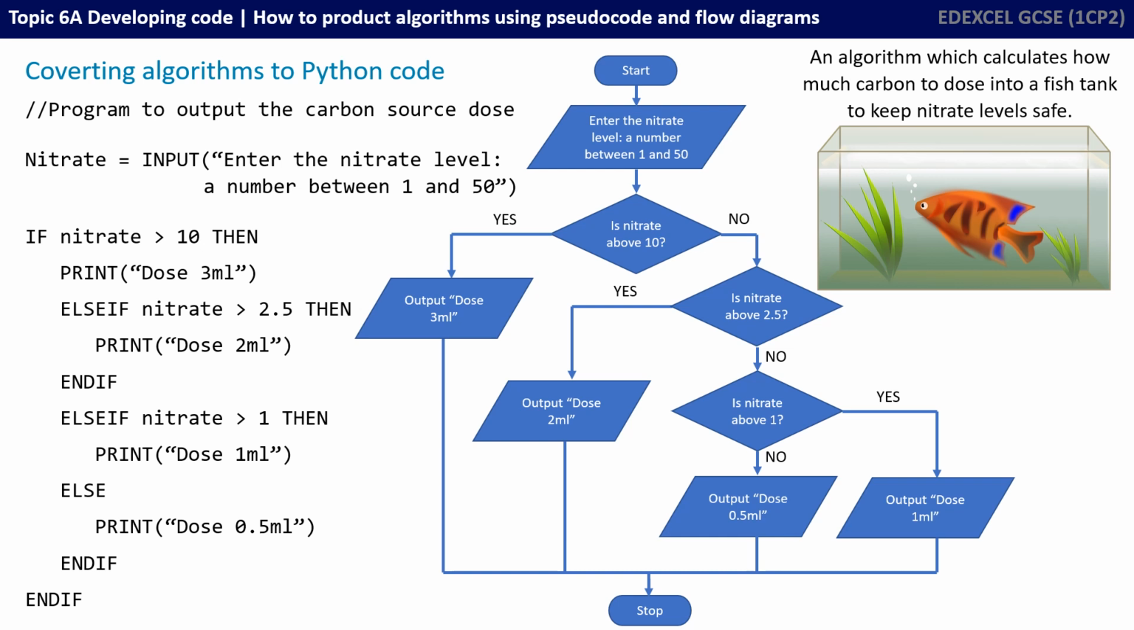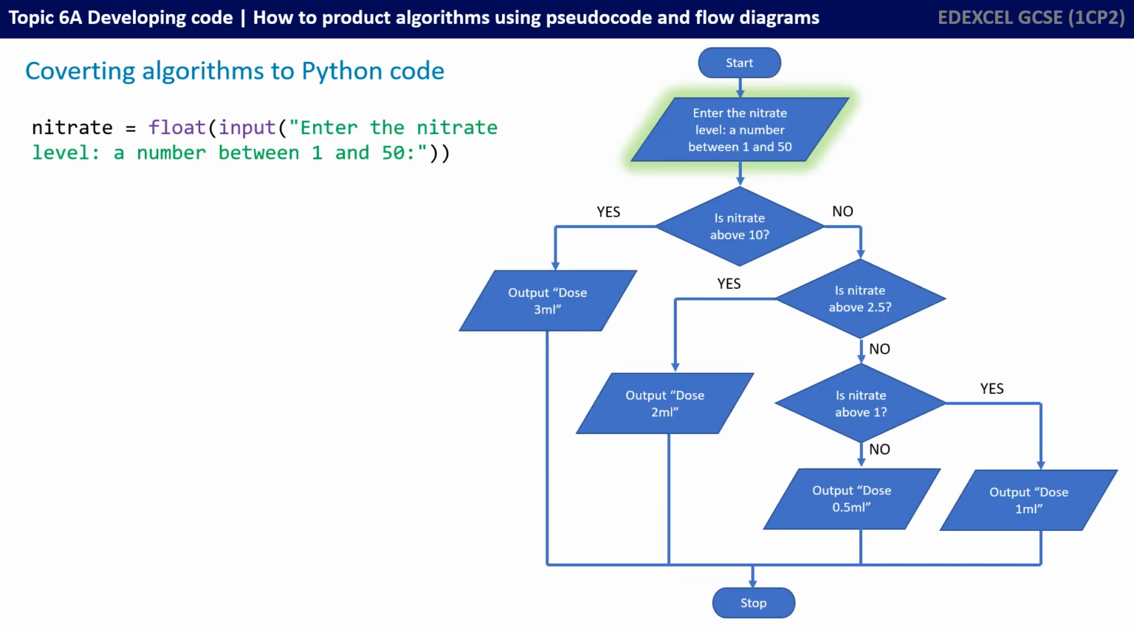Okay, so here's another problem presented in both pseudocode on the left and a flow diagram in the middle. And this is an algorithm which calculates how much carbon to dose into a fish tank to keep the nitrate level safe. Now this time we're going to take the flow diagram and turn it section by section into real Python code. But it's a very similar process as before. It's just remembering the syntax.